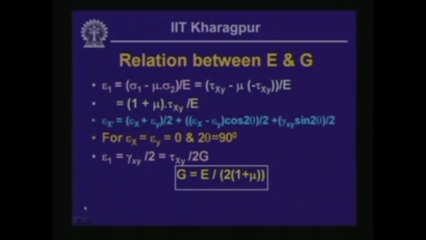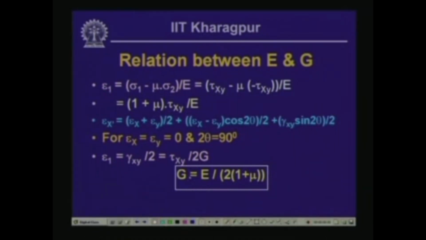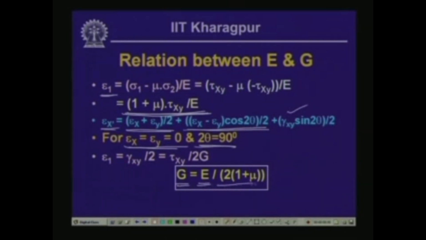Now, these are the expressions which we have just derived, written over here. Epsilon 1 is equal to 1 plus mu tau xy by E, and epsilon x dashed is equal to epsilon x plus epsilon y by 2, plus epsilon x minus epsilon y cos 2 theta by 2, which we have seen right now. And for epsilon x, epsilon y equal to 0 and 2 theta equal to 90 degrees, if we relate these two, we have G equal to E divided by 2 into 1 plus mu. So, this is the relationship between E and G through the term Poisson's ratio. Mu is the Poisson's ratio.